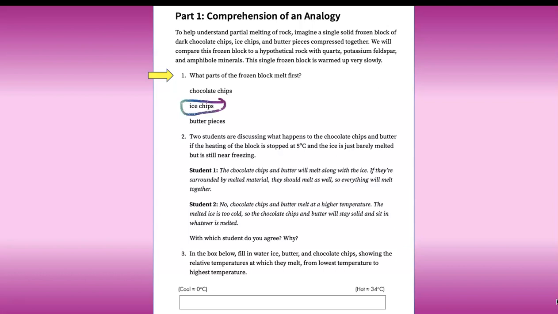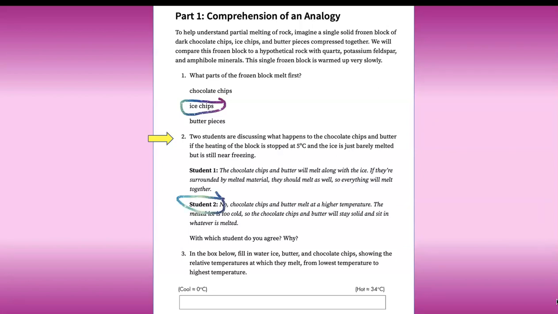Well, hopefully you said the ice chips, because the ice chips melt at a lower temperature than chocolate chips or butter pieces. Two students are discussing what's happened to the chocolate chips and butter if the heating stops at about 5 degrees and the ice is just barely melted. Student 1 says the chocolate chips and butter will melt along with the ice because they're surrounded by melted material, so they should melt as well. Student 2 says no, the chocolate chips and butter melt at a higher temperature and the melted ice is too cold for them to melt, so the chocolate chips and butter would stay solid. Which student do you agree with and why?